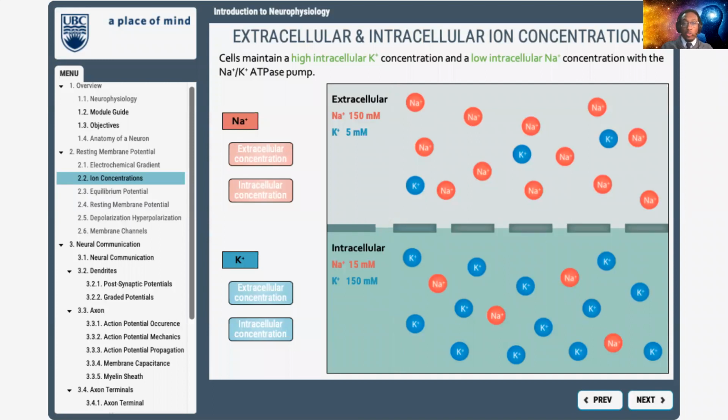Just as a quick review, remember that sodium ions are highly concentrated outside of the neuron, and potassium ions are highly concentrated inside of a neuron. And it's the movement of these ions that allows the action potential or the neural signal to go down an axon.